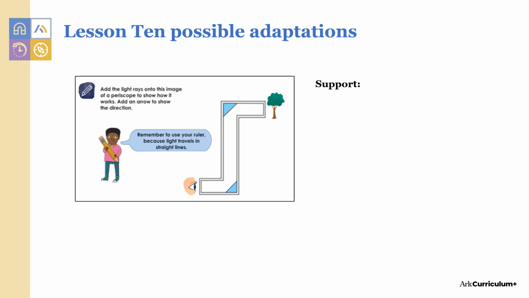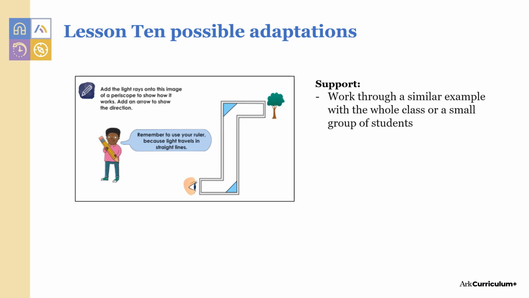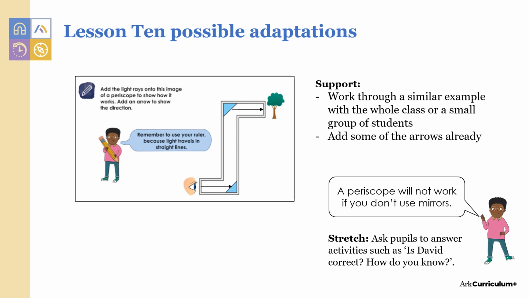In Lesson 10, pupils need to add the light rays to the diagram. Support pupils by working through a similar example with the whole class or in small groups of students before they complete this, and by adding some of the arrows already. Stretch pupils by asking them to answer activities such as, is David correct and how do you know?